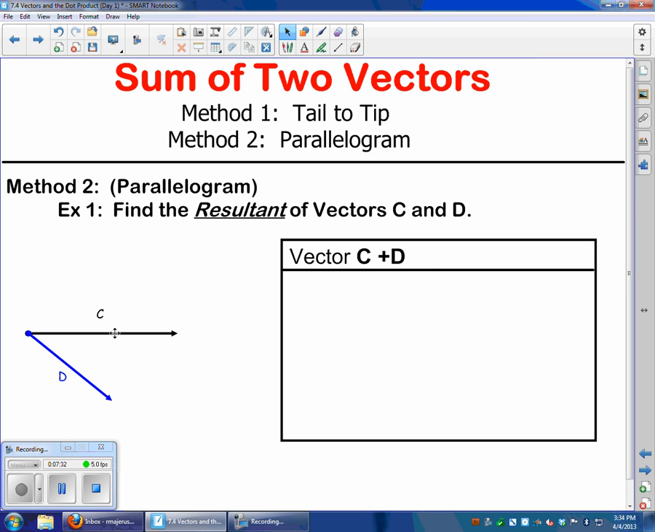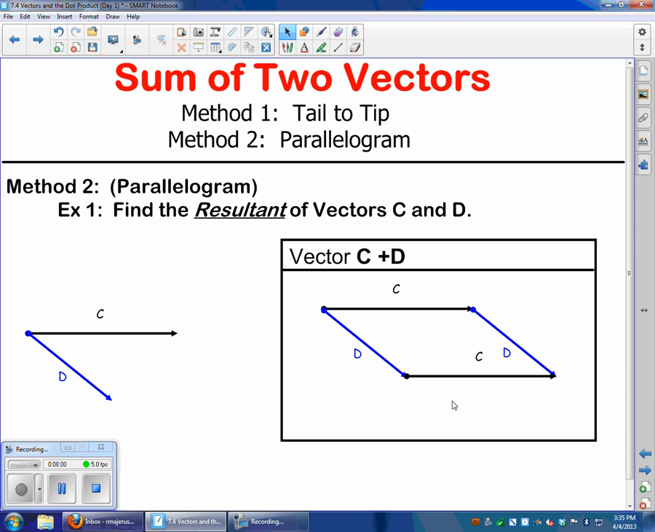So what we do is C is listed first, so I always start with that one. And then we're going to go tail to tip two times here. So take vector C there. I'm going to use the tail to tip method, so I'll put D on the tip of C. And then we're also going to put D and C just how they interacted normally. That's what's nice to see about the parallelogram method. But then I'll also move C to the tip of D, and we should form a perfect little parallelogram.